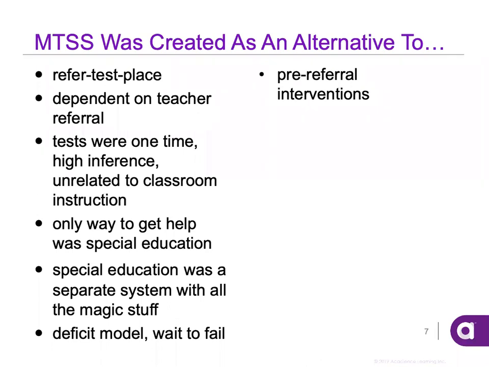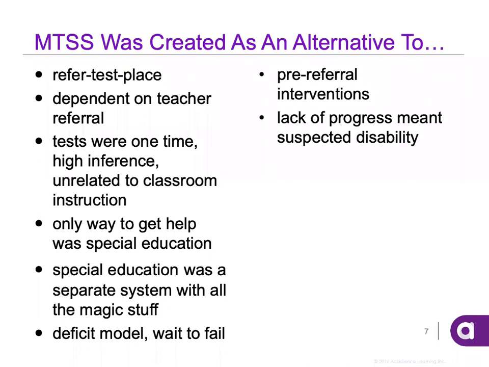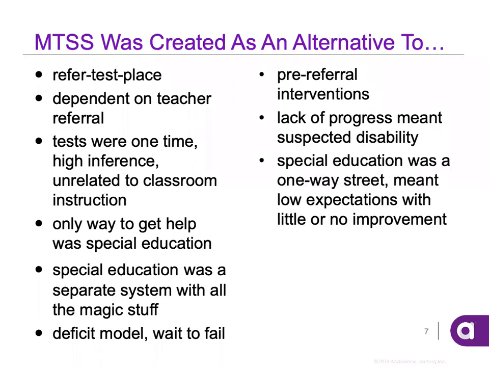We used to talk about, in that refer, test, place model, pre-referral interventions. Interventions that we would try, mostly it was frankly about documenting failure for students before we moved on to the sort of real stuff, which was about the eligibility for special ed. MTSS is not focused on special education. It is not an alternate route to special education.